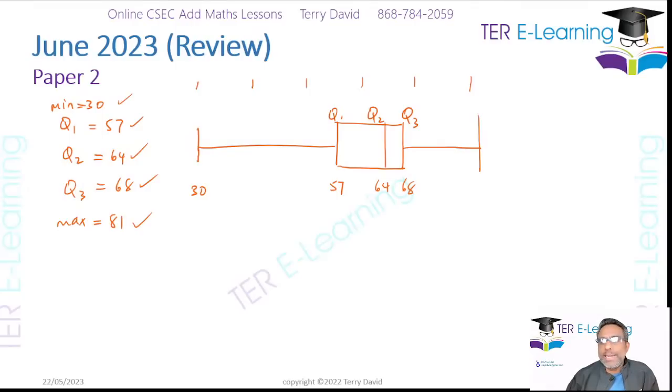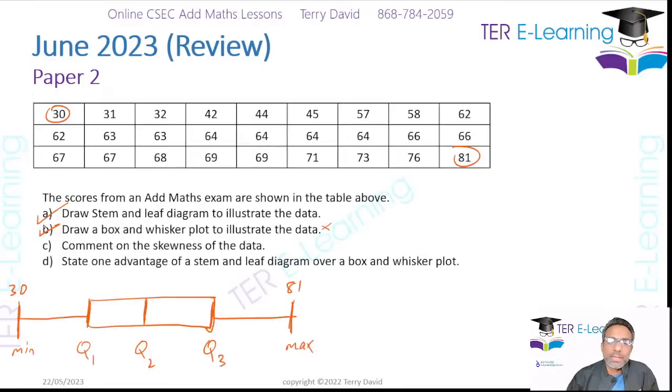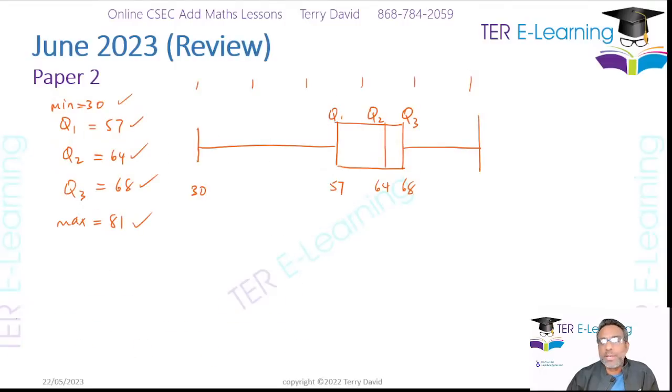Now, the next part, normally, right? Normally what we do, let's see what they're asking for here next. Comment on the skewness of the data. So they love to bring this, right? Look at the data, and could anybody tell me what can we say about the skewness of the data? What can we say about the skewness of the data?